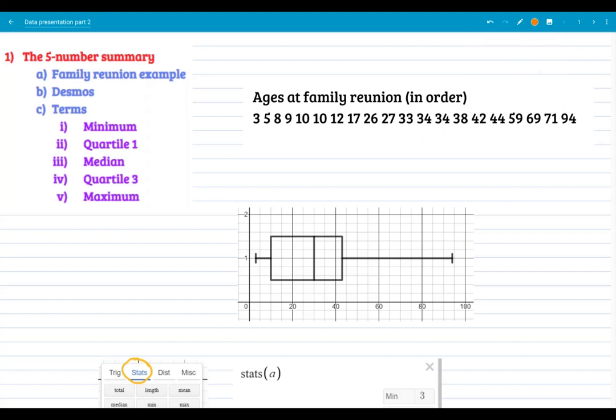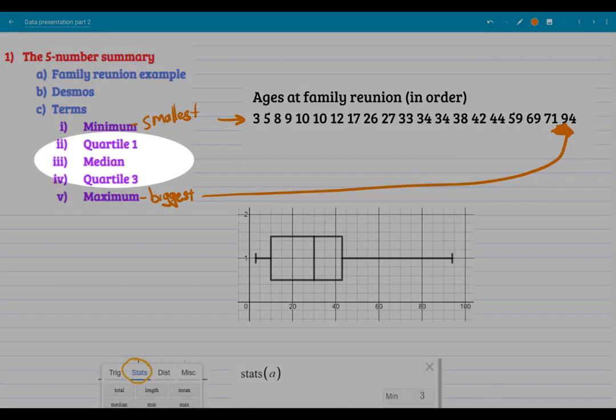So minimum is your smallest number. Well, that's right there. Maximum is your biggest number. That's easy to find right there. The arrow is not working very well, but that's an arrow. There we go. These are the other numbers: quartile 1, median, and quartile 3.